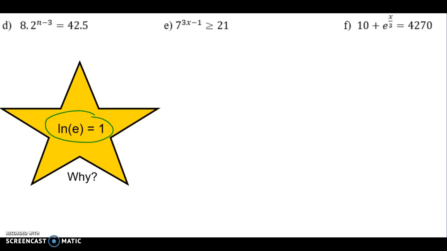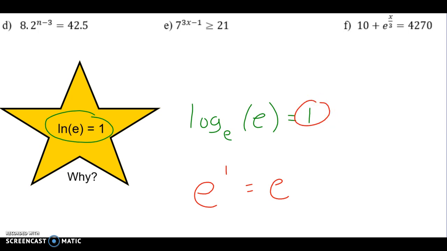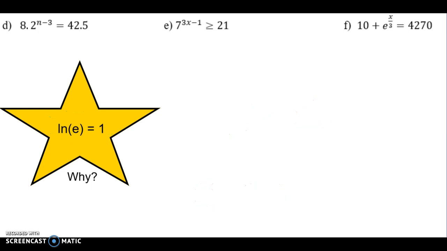Brian? Because the natural log already has a base of e, so if you put it to another e, they just cancel. Yeah, so natural log is actually log base e, right? Log base e of e equals 1. So now let's think of this as left, right, middle. What's the base? E to what power is e? 1, right? E to the first power is e. So natural log of e is 1. They cancel out. Okay? So we will need that for letter F.